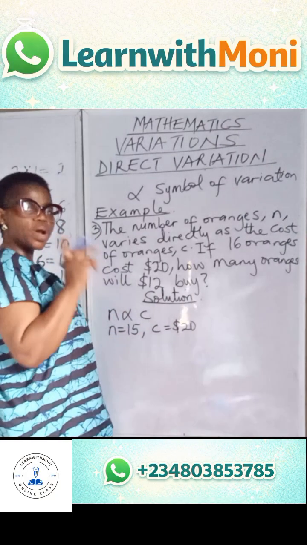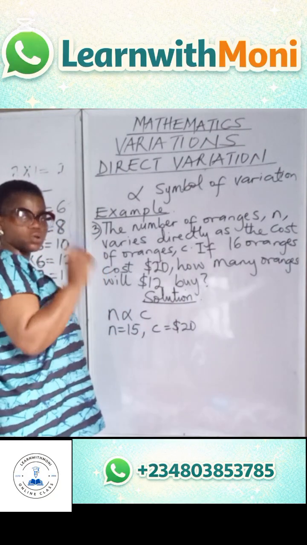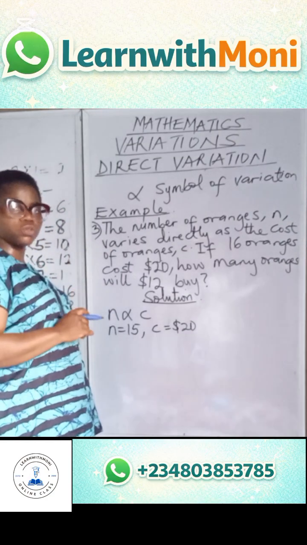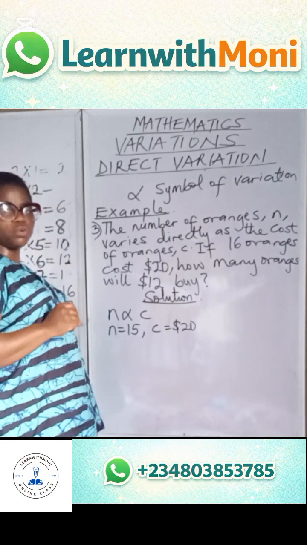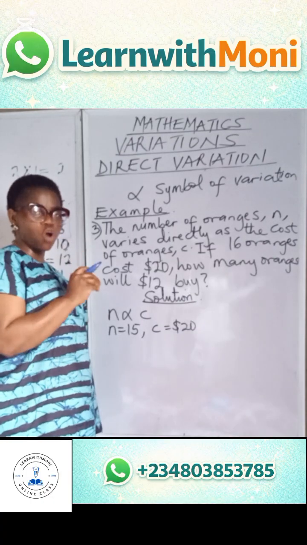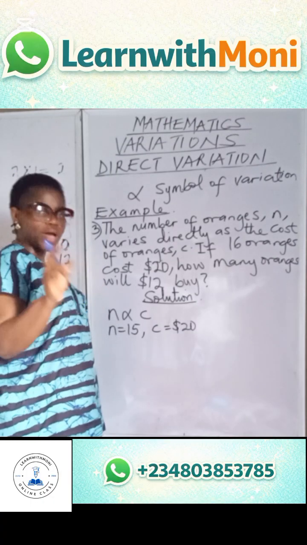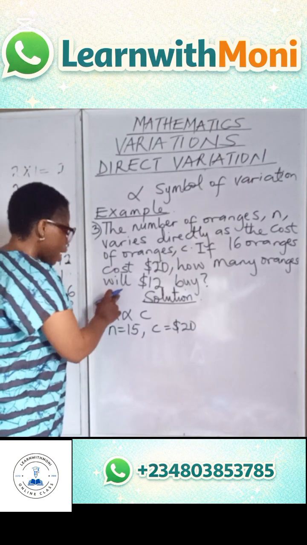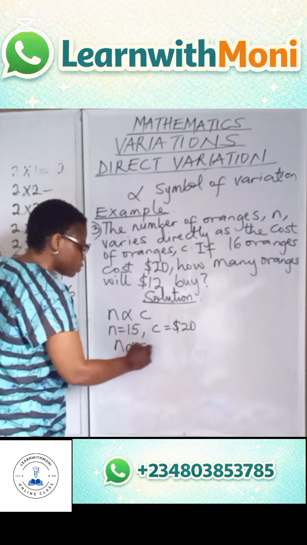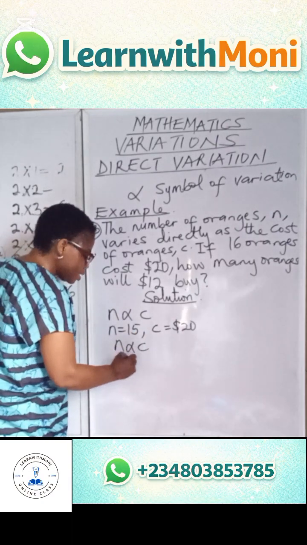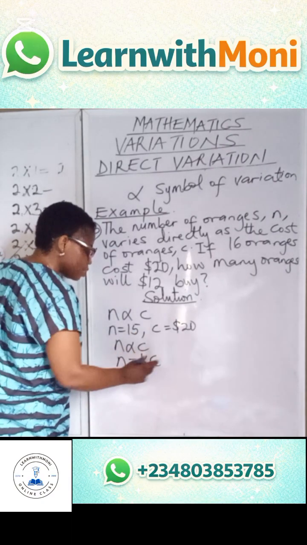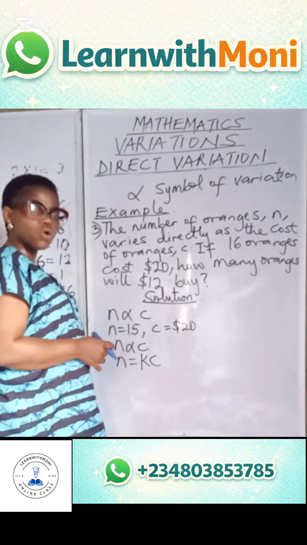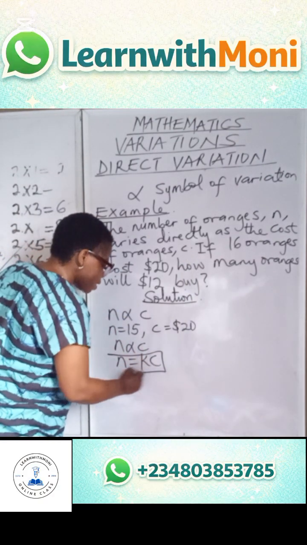The first thing we have to get is the proportionality constant and the equation of the relationship. Whether you are asked or not, you will know that you need the equation of the relationship. And without knowing your proportionality constant, you can't find the equation of the relationship. So let us get that first. N is directly proportional to C means that N is equals to Kc, where K is the proportionality constant or the variation constant. So we get that.